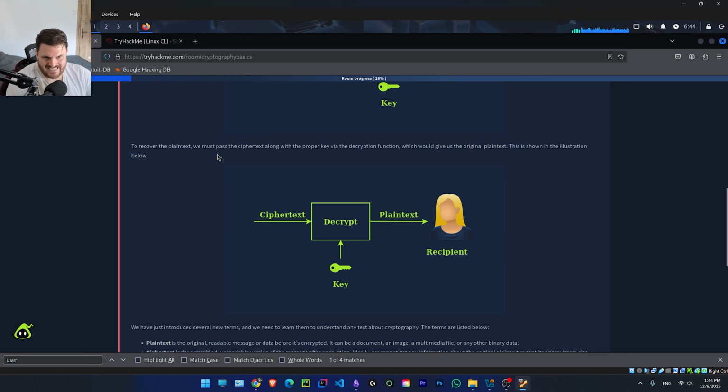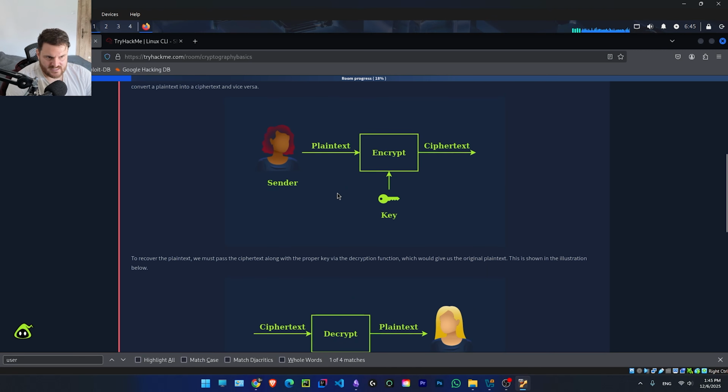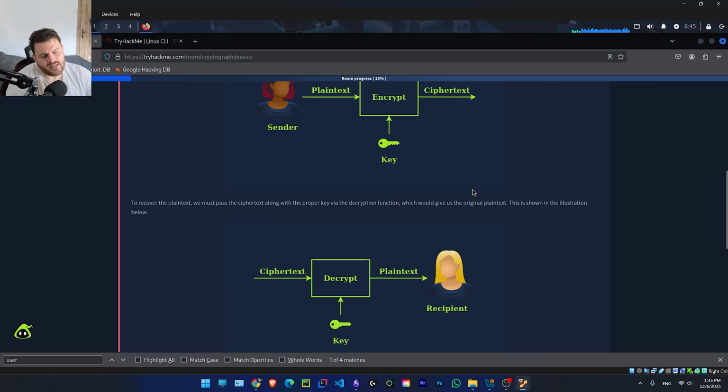To recover the plaintext, we must pass the ciphertext along with the proper key via the decryption function, which would give us the original plaintext, as shown in the illustration below. Basically, here we see the same thing, but here we encrypt it and here we decrypt it, right? Here could be plaintext or cipher, it doesn't matter. We need this key in order to encrypt and decrypt it.